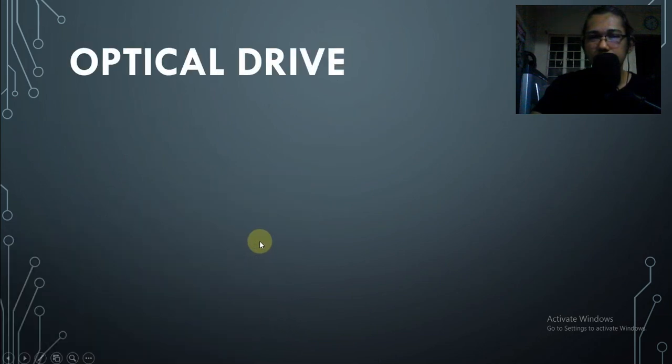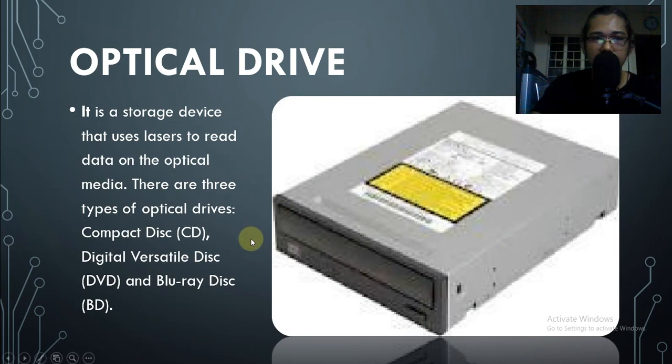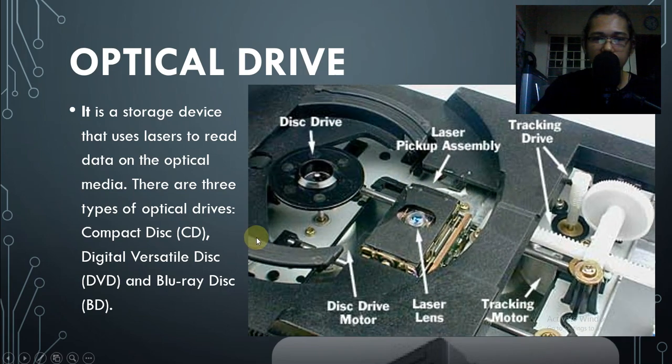Okay, another one is the optical drive. The optical drive is also known as a CD drive or CD reader. It is a storage device that uses a laser to read data from optical media. What is the laser? If you open it, you will see a laser lens there, because what it does is read the CD using this laser lens. That's why it's called optical drive. The word is optica, which means emitting light.